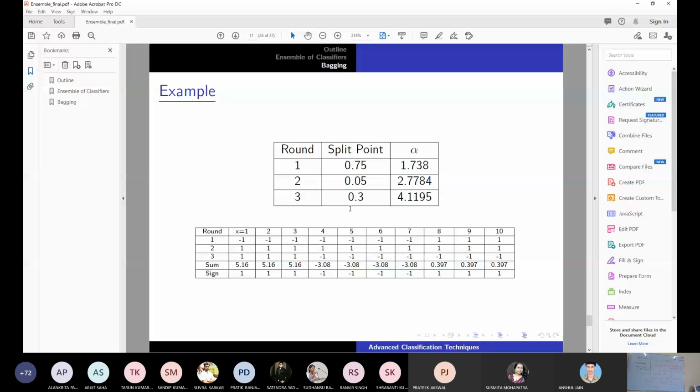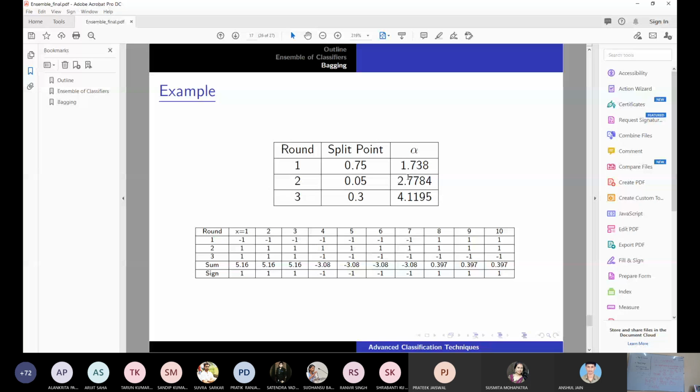In the third, the split point is 0.3. So 0.3 is somewhere here. 0.3 and below is positive, the rest is negative. So all are negative here. Now you combine these results. So -1 multiplied with 1.738, plus 2.778 plus 1 plus 4.119. You add these two values and subtract this value and you see the results. Similarly, you do it for all objects.